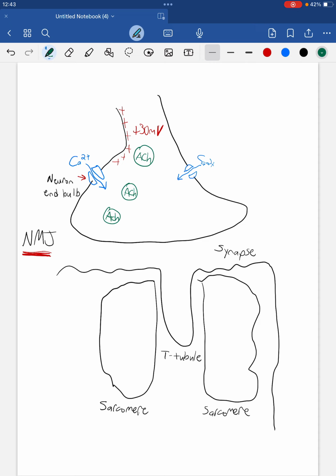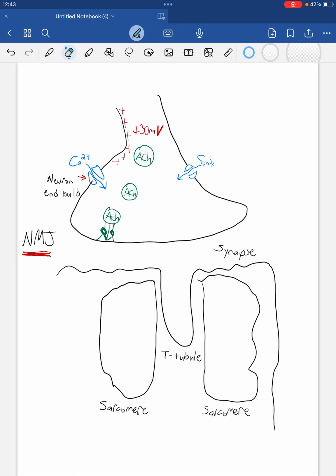So calcium floods in, and what this does, we have what's known as V-SNAREs and T-SNAREs. You don't really need to know this part, but they kind of anchor and they kind of twist together. So calcium causes them to twist together, and the vesicle gets pulled to the end of the neuron end bulb.